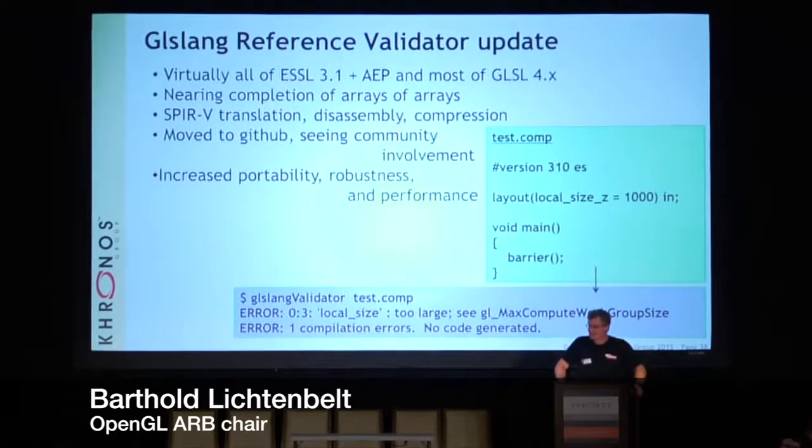Okay, another update. The GLSL Reference Validator is a front end to the OpenGL and OpenGL ES shading language. It's a very strict implementation of the specification. You can run your shader through there, and if it compiles, it should also compile on the actual hardware implementation you're using, and vice versa. If it doesn't compile and it throws an error, your hardware implementation should also throw the same error. And the asterisk is pending some hardware implementation details.